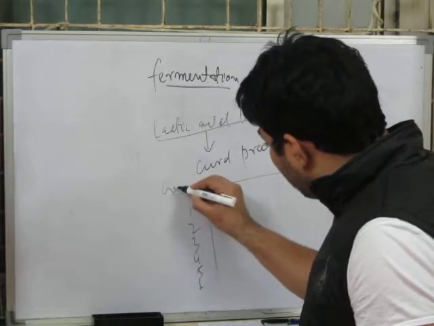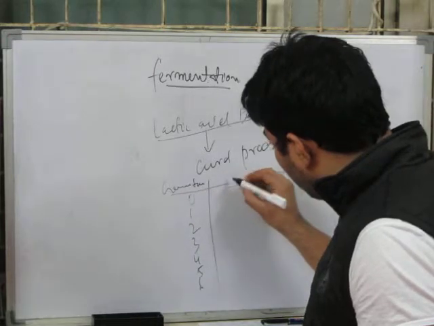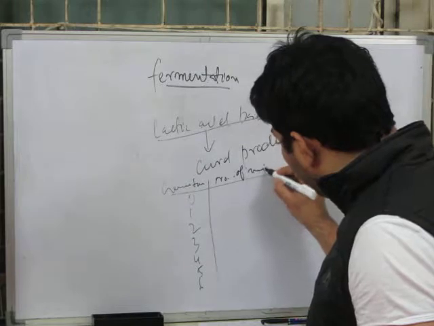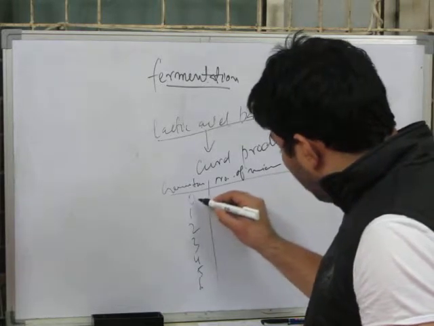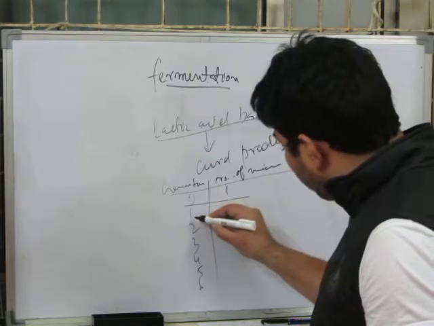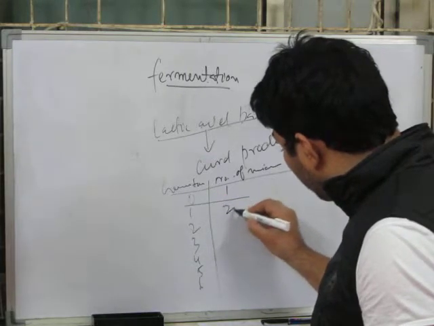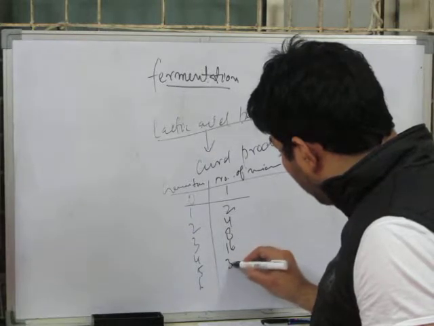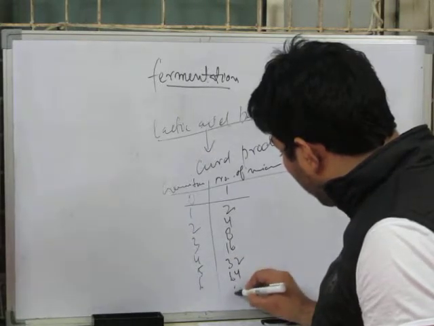This is the generation time. This is the number of microbes in 0 time. For example, at 0 minute, there is 1 microorganism, and then we have 2, 4, 8, 16, 32, 64, and so on.